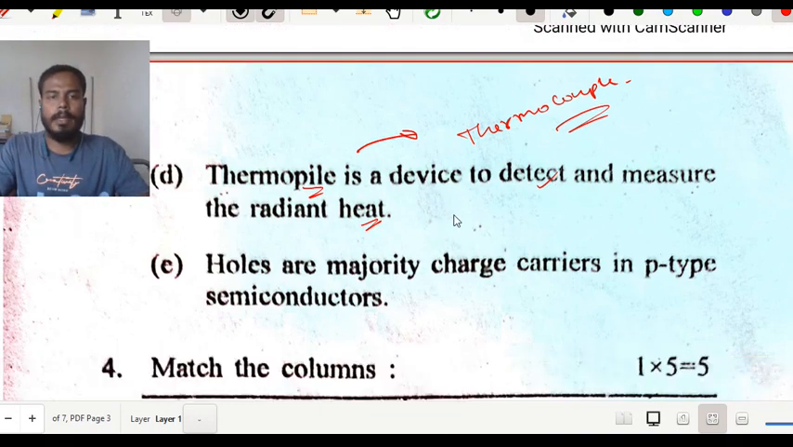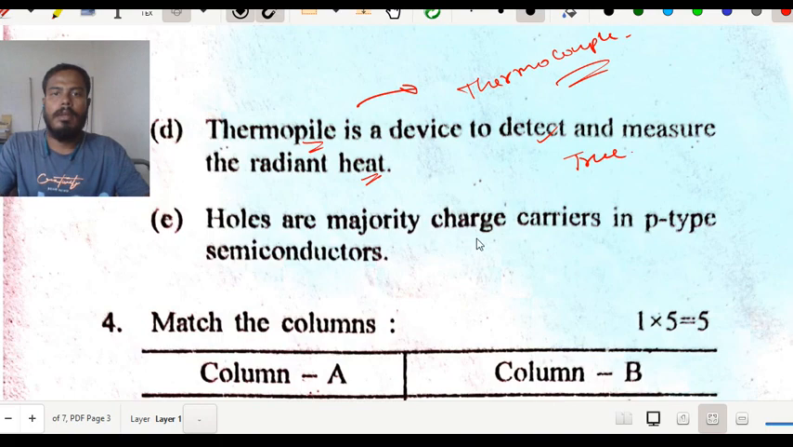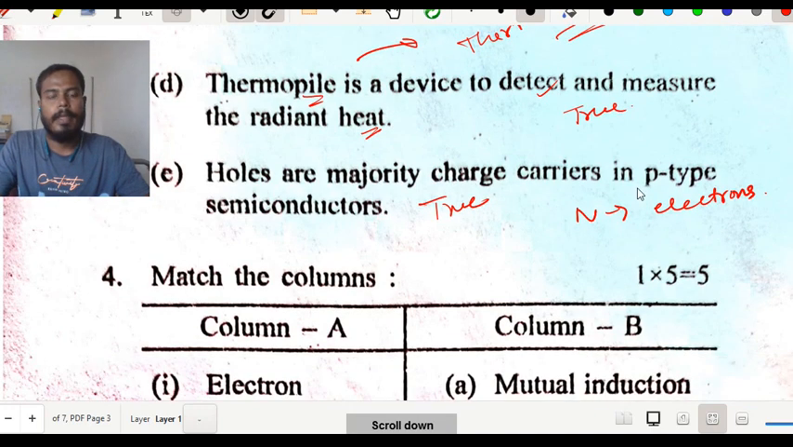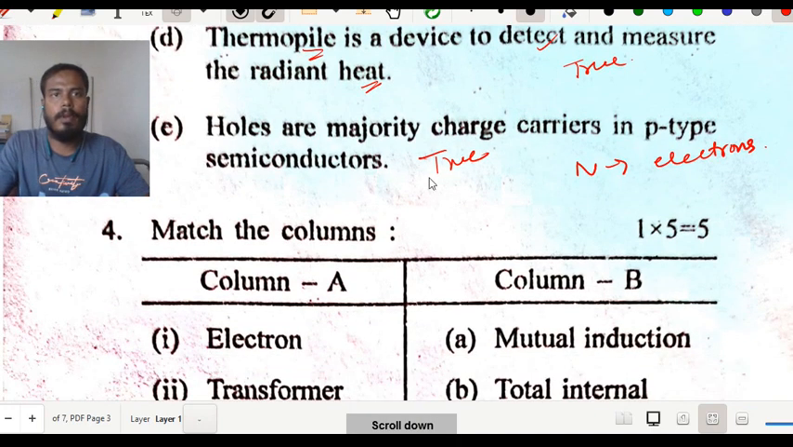Next question: holes are majority charge carriers in p-type semiconductors. So this is true. Holes are the majority charge carriers in a p-type semiconductor, and for an n-type semiconductor, electrons are the majority carriers. This is also important. You should remember this. Then for the next question, we have to match the following.